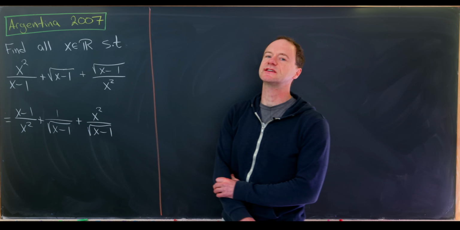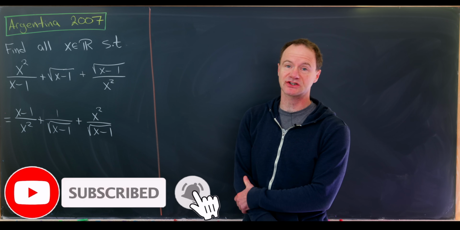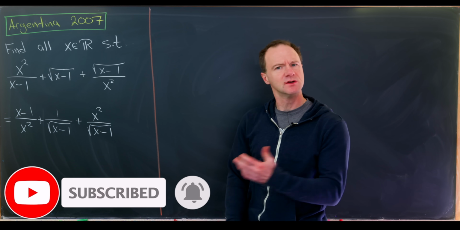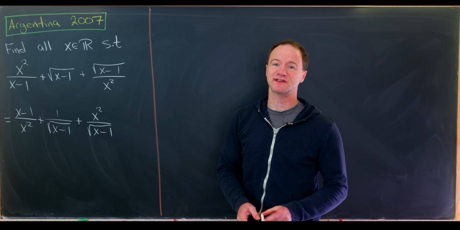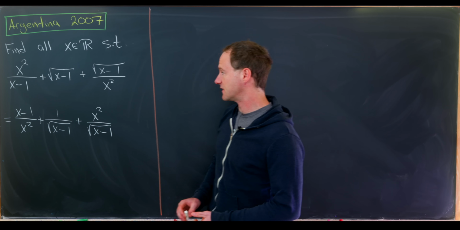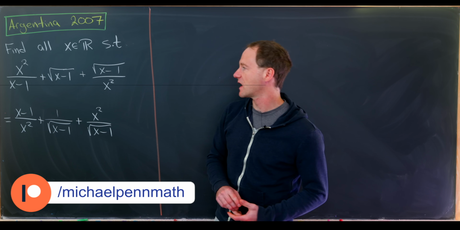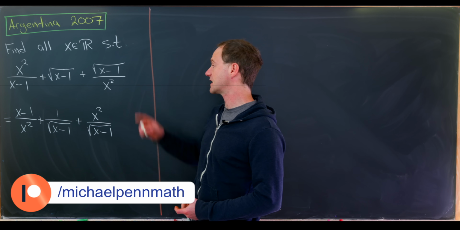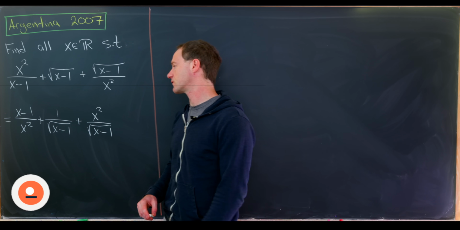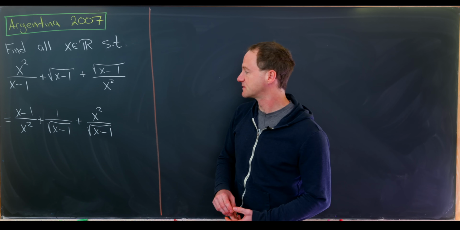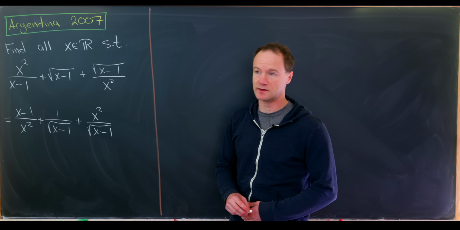Today we're going to look at a nice and quick algebra problem from the 2007 team selection test from Argentina. So let's see what our goal is. We'd like to find all real numbers x satisfying the equation x squared over x minus 1 plus the square root of x plus the square root of x over x squared equals x minus 1 over x squared plus 1 over the square root of x plus x squared over the square root of x minus 1.